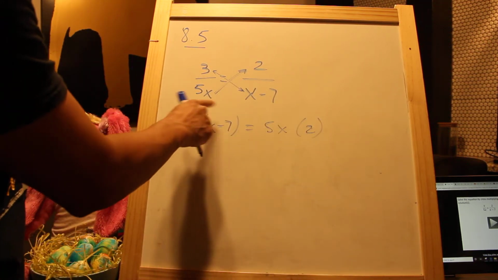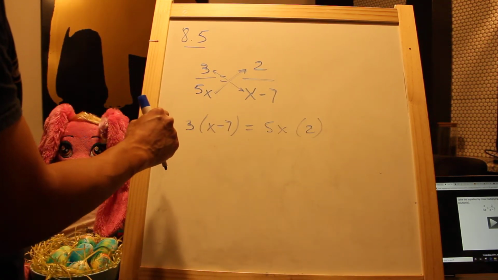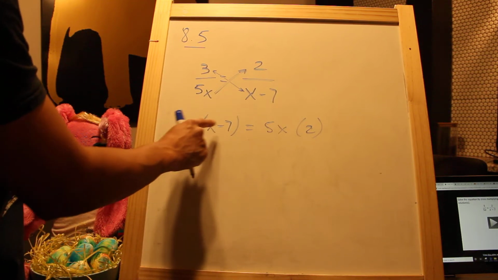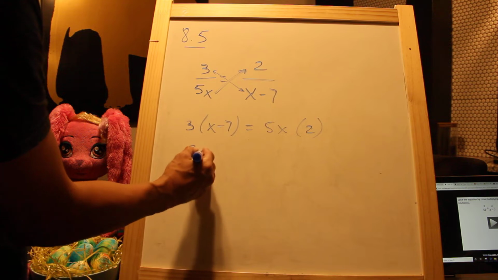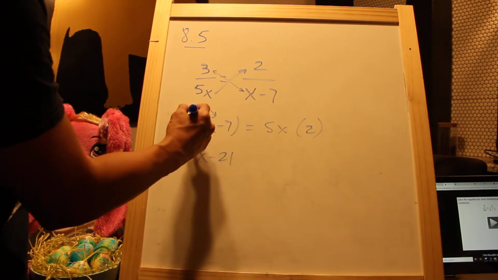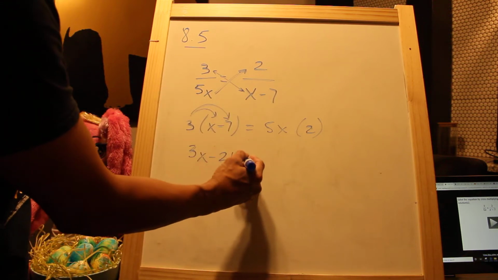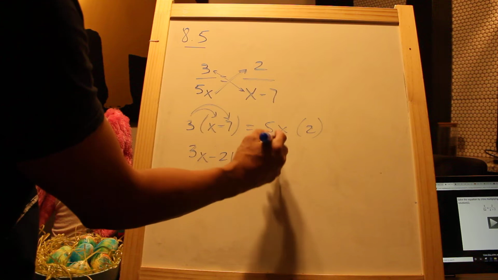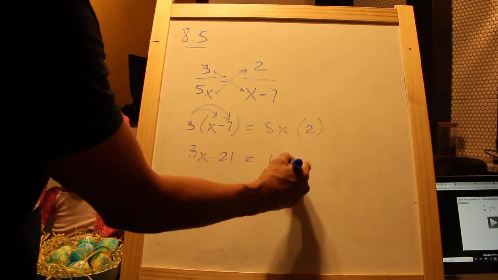Then I'm going to go ahead and distribute to everything inside the parentheses. So the very first one, 3 times x and 3 times negative 7, this gives me 3x minus 21. Okay, so I multiply it to here, and I multiply it to here. Equal to 5x times 2. So this will give me 10x.